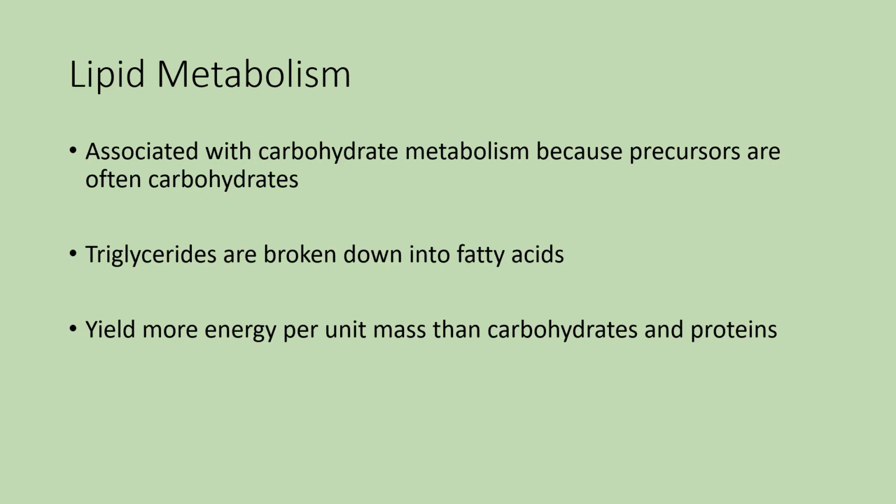Given a choice at the cellular level, it will go for carbohydrate metabolism first. It will go through glycolysis first. Lipid metabolism is associated with carbohydrate metabolism because a lot of the precursors are often going to be carbohydrates. Triglycerides are going to be broken down into fatty acids. You get more energy per unit mass with lipid breakdown than you do with carbohydrates and proteins.